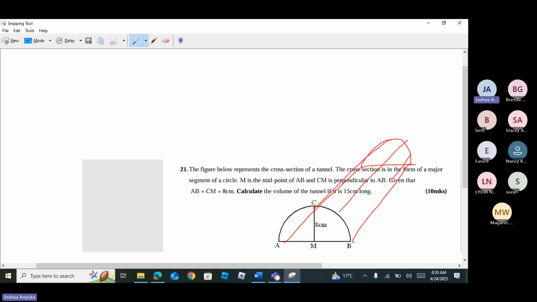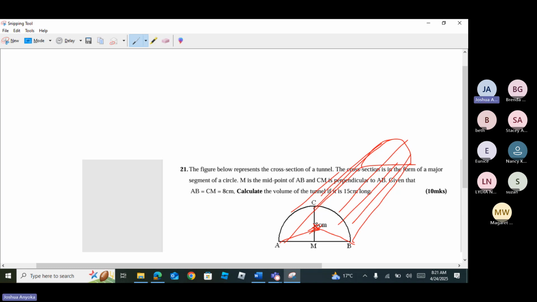This is what the tunnel is. So we are told that this is a major segment, meaning M is not the center. The center will be somewhere else. It is not at M. M is the midpoint.